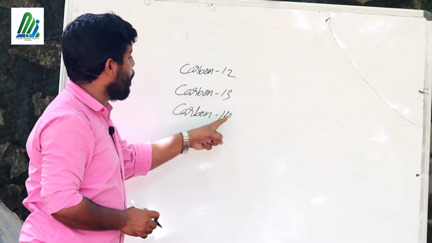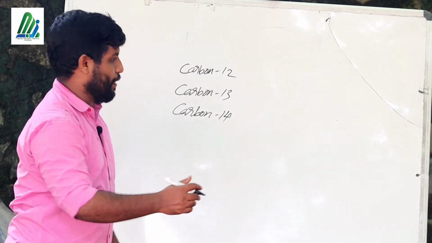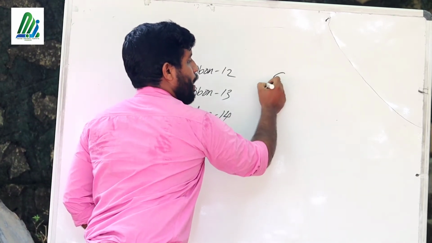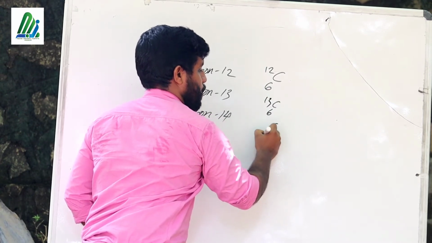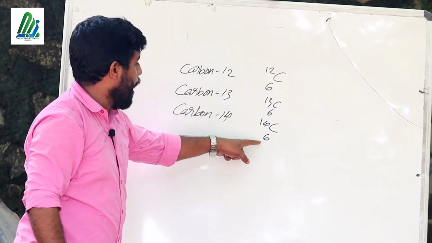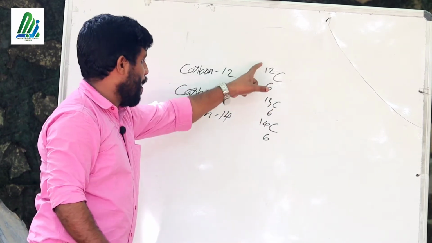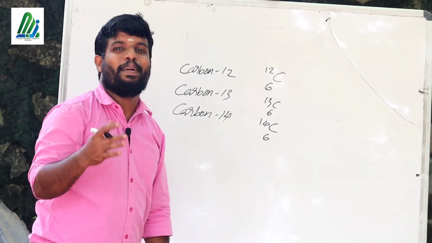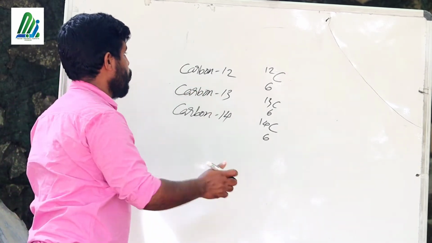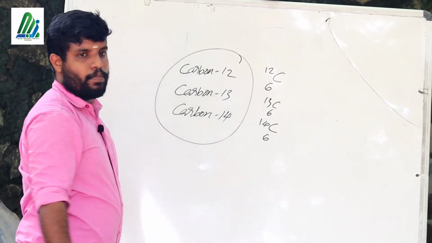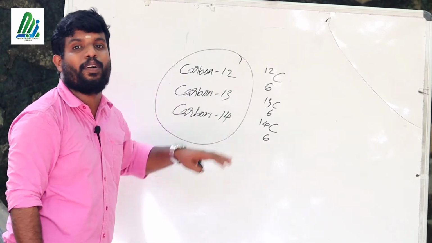These are the mass numbers of carbon. Exactly, the representation is C612, C613, C614. That means the atomic number is the same and the mass number is different. Same element, same atomic number, different mass number: they are known as isotopes. These are the isotopes of carbon.